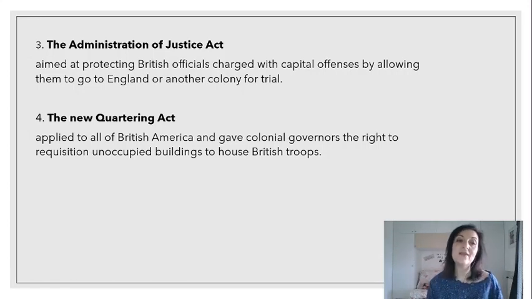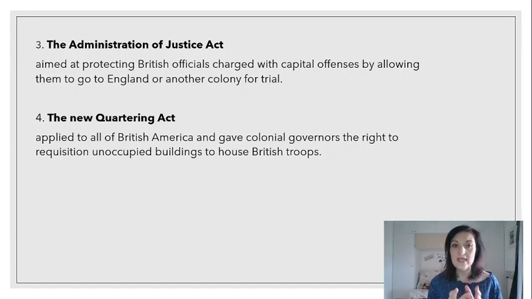And the last intolerable act of 1774 was the New Quartering Act. Quartering means lodge, ok? Alloggiare, quindi il nuovo atto di alloggio. Let's see. What did this act state?